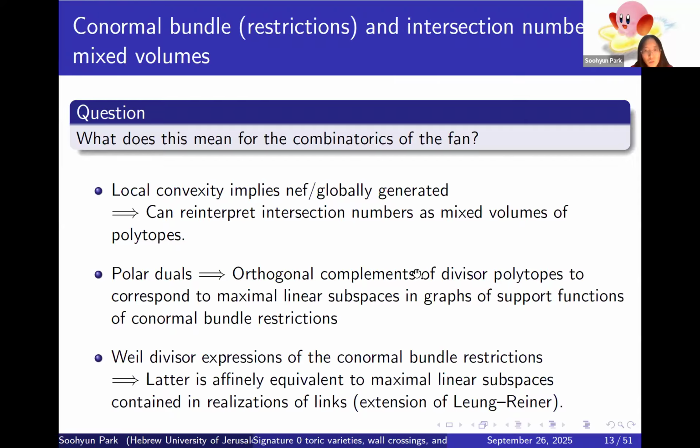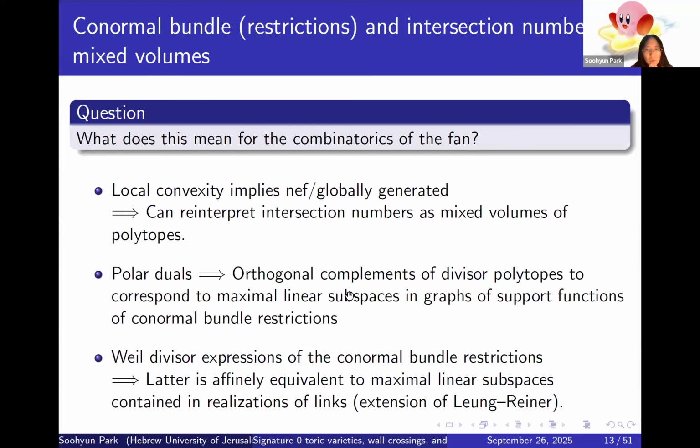And then interpreting this latter thing in the second bullet, in terms of these realizations, comes from looking at the base divisor expansions of these divisors. So this is also in that previous work, but it doesn't seem like they pursue this further.